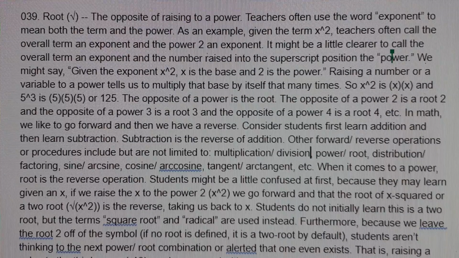We might say, "given the exponent x squared, x is the base and 2 is the power." Raising a number or variable to a power tells us to multiply that base by itself that many times. So x to the power 2 is x times x, and 5 to the power 3 is 5 times 5 times 5, or 125. The opposite of a power is the root.